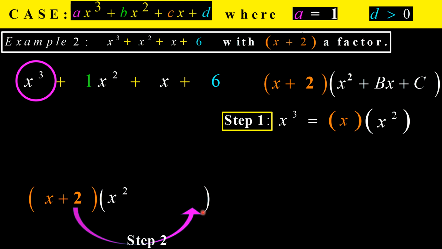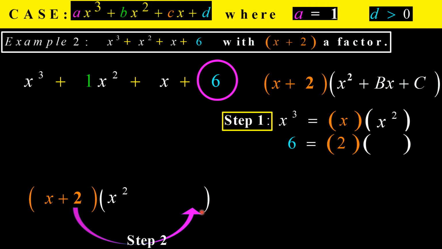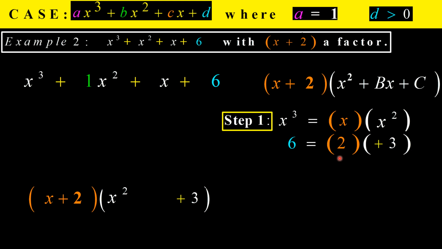2 times what value will give me the 6? I need that 6. So 6 I can see is 2 times what? That's right, 2 times 3. So it's a positive 3. So my constant value is a positive 3. I don't just write down 3, I write down the sign with it, positive 3. So my second step, I find my constant value. Now next we're going to find the middle term. That's my step 3.